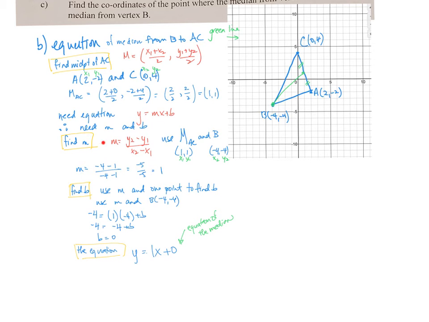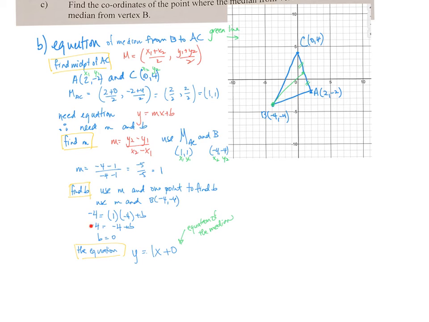Then we needed to find the equation, but in order to find the equation in y equals mx plus b, we needed the slope m and the y-intercept b. I found m using the formula, but I used the midpoint here and the B vertex because I want, of course, 2 points that lie on that green line. So it doesn't make sense to use A or C. I need to use B because it's on that line, and the midpoint because it's on that line.